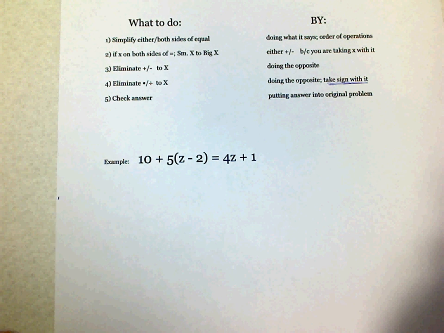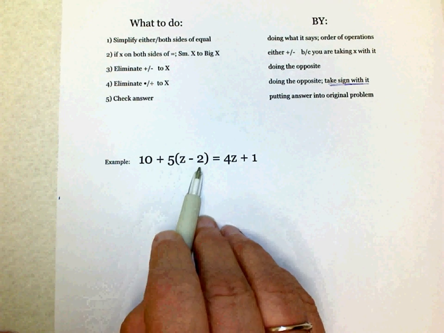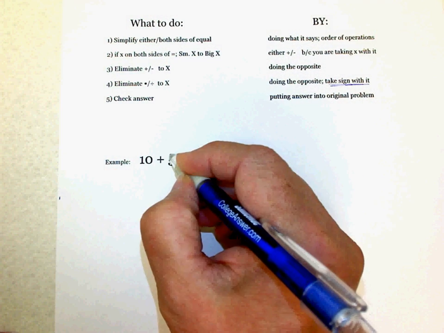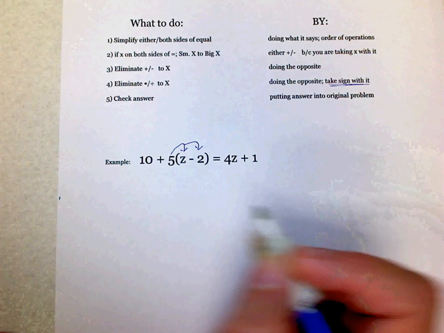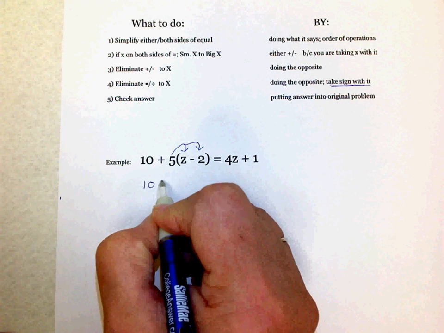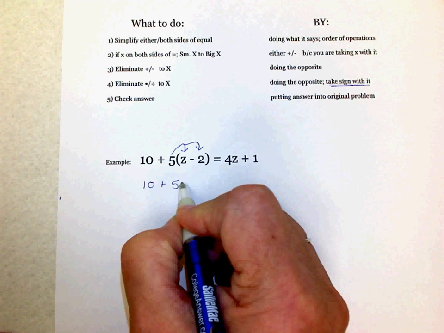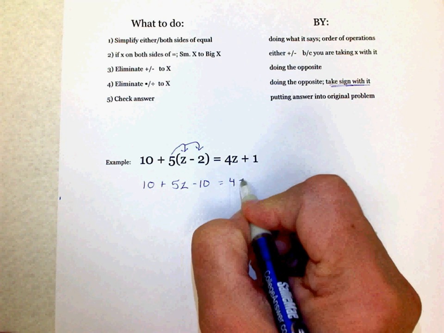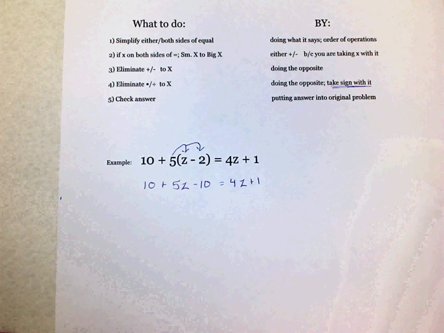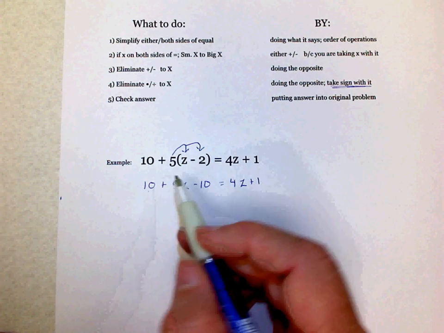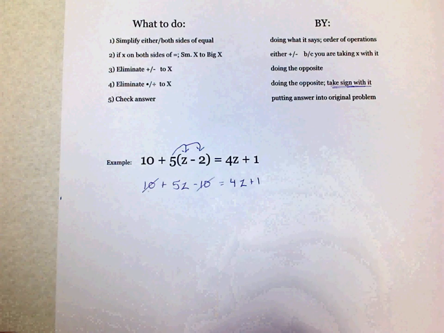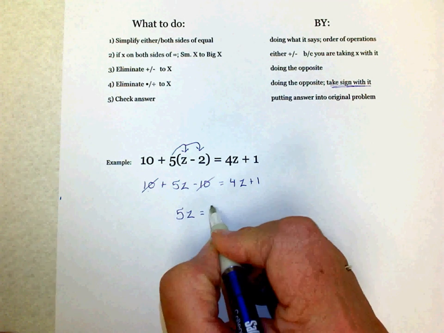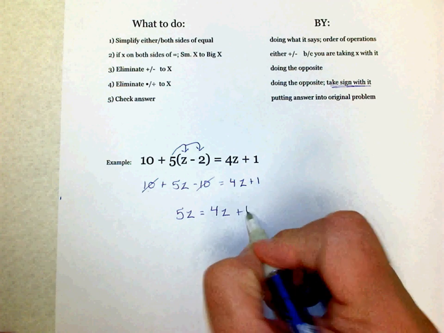So now here, when I look at this, it is not simplified because I've got a distributive property here. So I take positive 5 and I distribute it. So I simplify this side. So positive 10 plus 5z minus 10 equals 4z plus 1. Now in this case, we're not done with simplifying, because 10 minus 10 goes away. And we are left with 5z equals 4z plus 1.